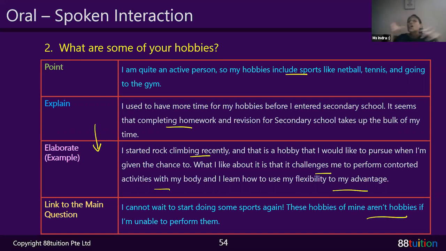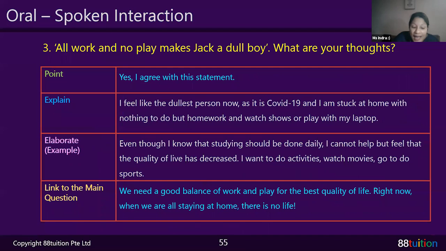So this is how you round off what you're actually saying. Okay, students, and the last one, all work and no play makes Jack a dull boy. So what are your thoughts, right? Again, the PEEL format, right? I agree with this statement. Very simply put, clean, concise, answers the question, right?